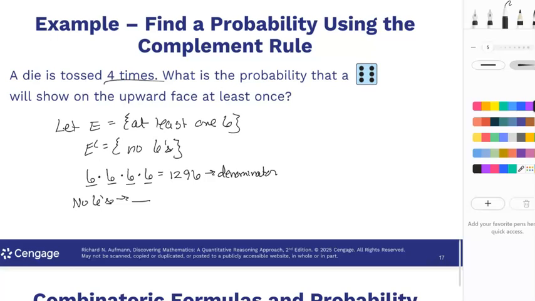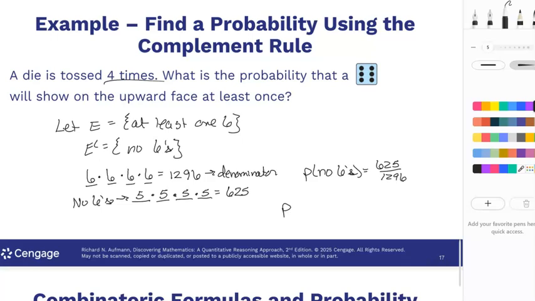Well, on that first roll, as long as I get a 1, 2, 3, 4, or 5, I would not have a 6. Same thing for the second roll, same thing for the third, and then same thing for the fourth. So 5 times 5 times 5 times 5 is 625. So the probability of getting no 6s would be 625 out of 1296.